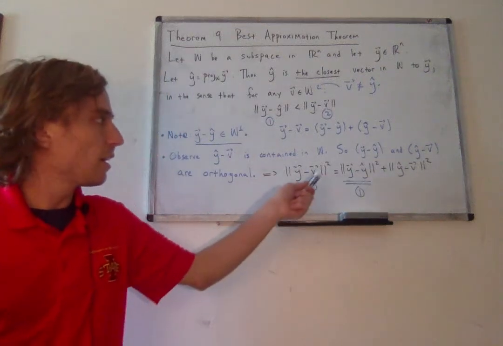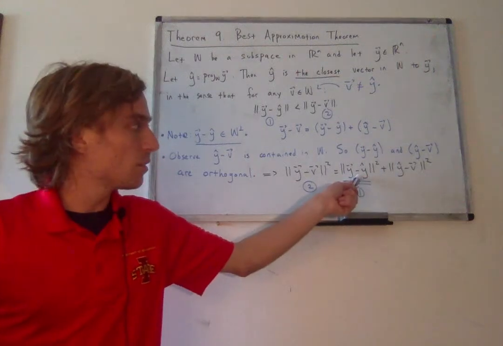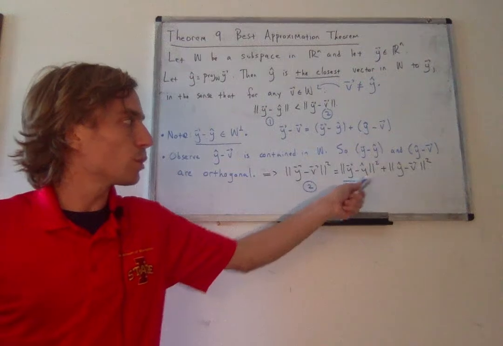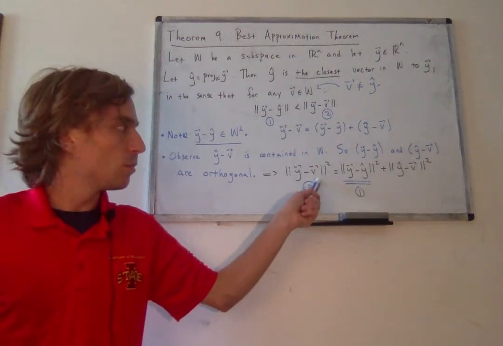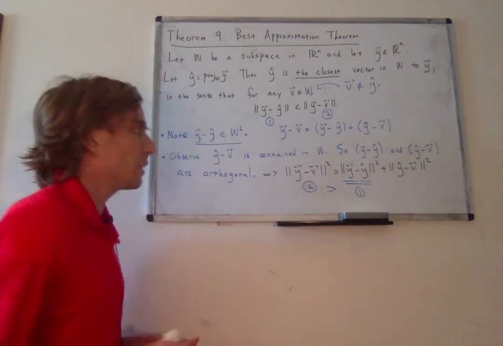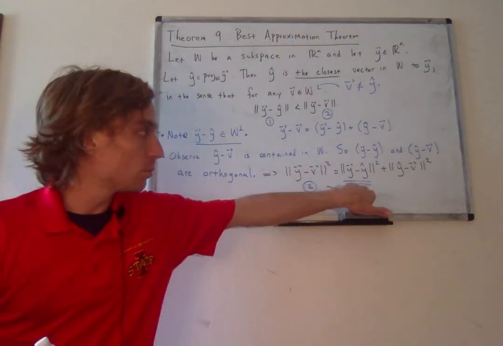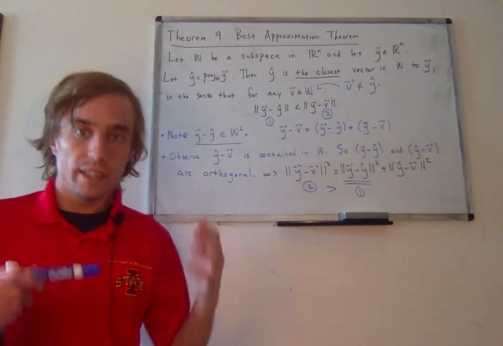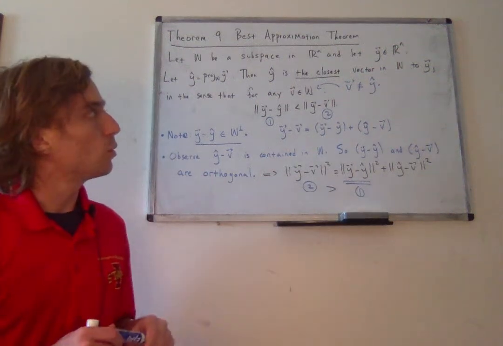But what do I have here? I have a non-negative number, which technically could be 0, as we'll see in a second, plus a definitely positive number, equal to another number. Since this number is definitely positive, that means that 1 has to be less than 2, because we're adding a definitely positive number to get from 1 to 2. And so, in fact, y hat is the unique closest vector in W to y.